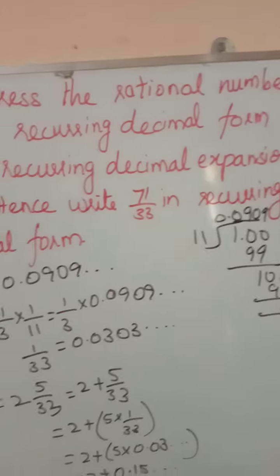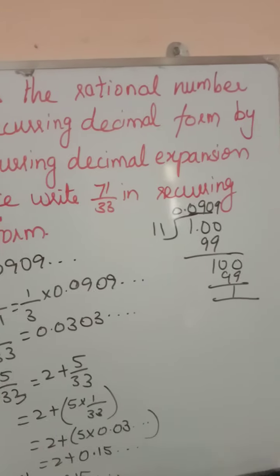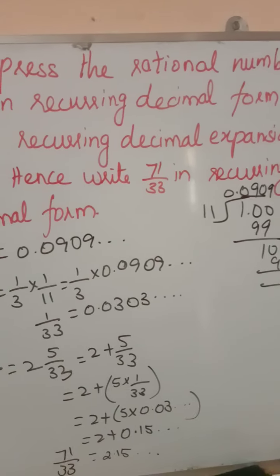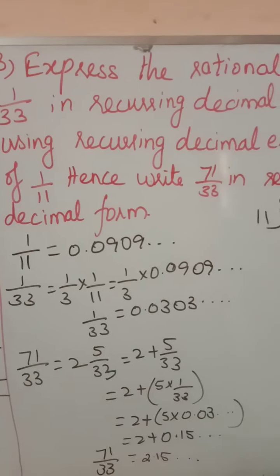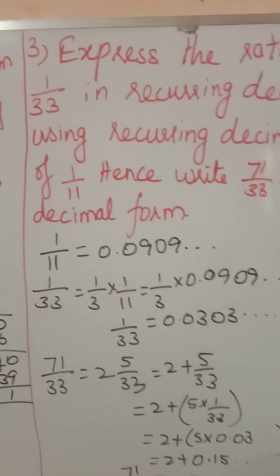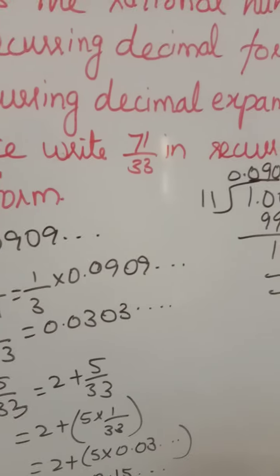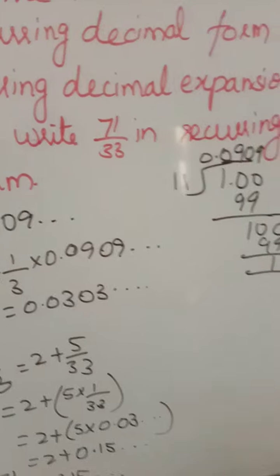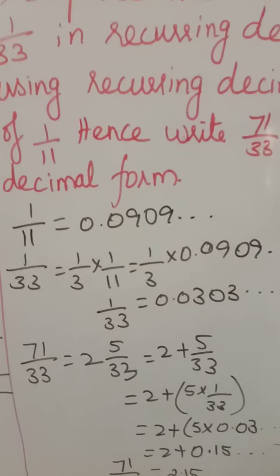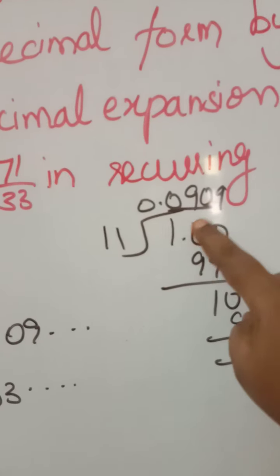Question number 3. Express the rational number 1 by 33 in recurring decimal form. But we should not do 1 by 33 directly; we should use the recurring decimal expansion of 1 by 11. So first find the value of 1 by 11, and using that find the value of 1 by 33.